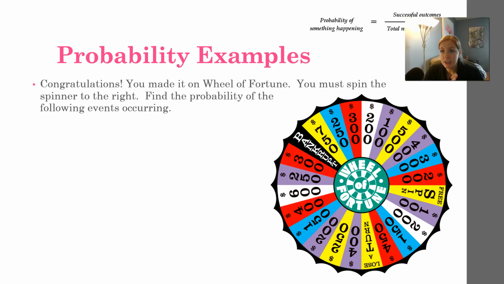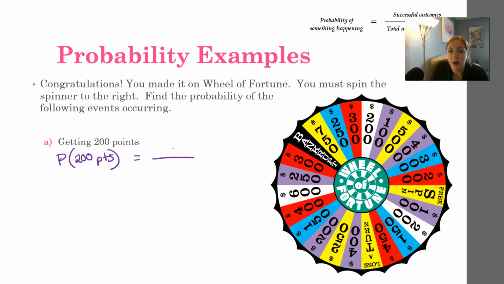So congratulations, you have made it to Wheel of Fortune. You must spin the spinner to the right. We want to find the probability of the following events. So what is the probability of getting 200 points on one spin, we should say. Okay, so we always start with the top number. The top number is how many ways that event can occur. So how many ways can we roll a 200? So we're just going to go around here and circle.